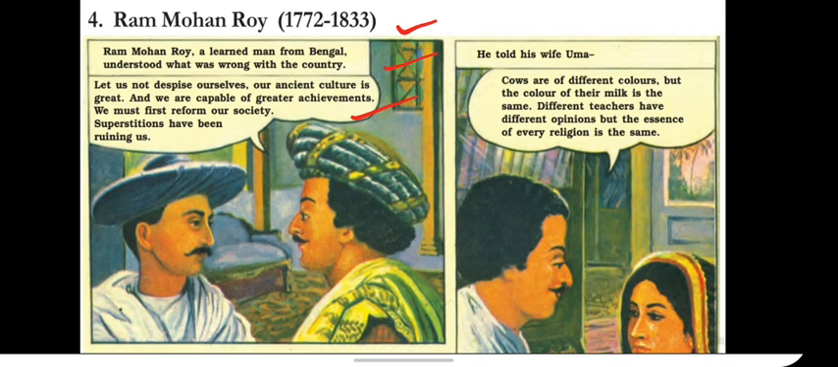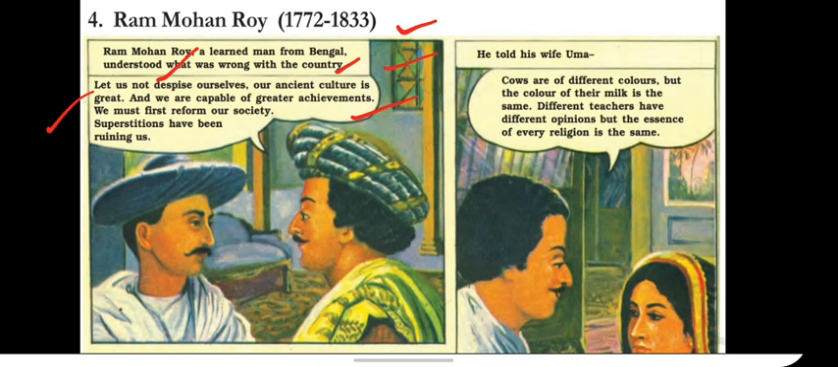Now, Ram Mohan Roy, being an intellectual or a learned man, knew that it was not just the British who were destroying India. It was we ourselves who were destroying and helping the British. Let us not hate ourselves. Many men say that due to women, all the miseries are coming. So all these are superstition.